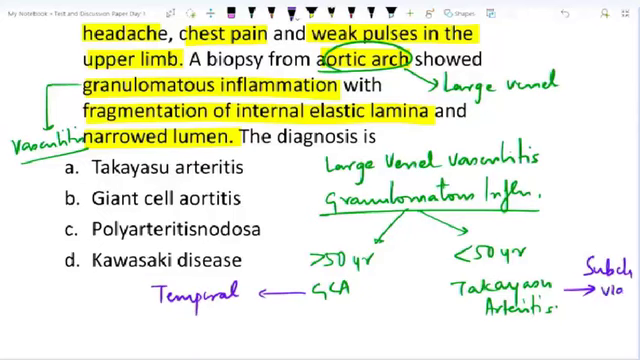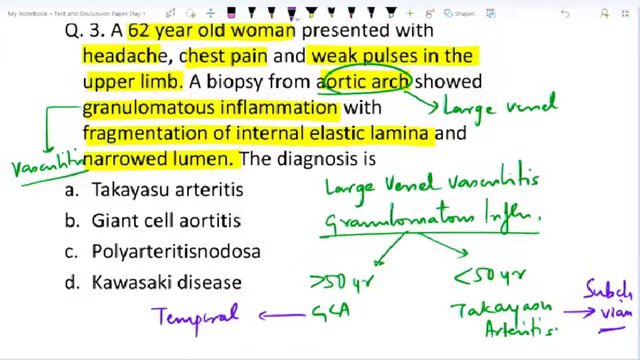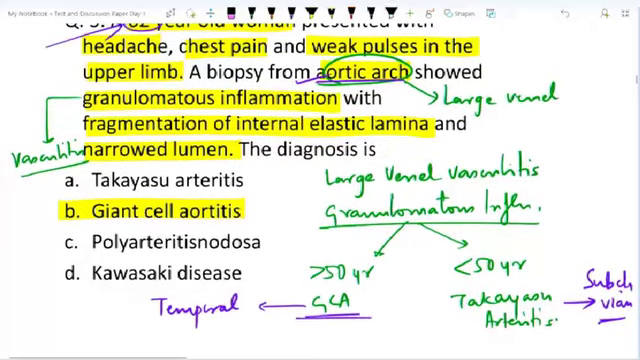The aortic arch and the branches are more common. But here this patient is 62 years old, and here aorta is involved. So the age is more important. More than 50 years, I'm going to call it giant cell arteritis, and since it's aorta, it is going to be giant cell aortitis. I hope this distinction is clear. This was asked in PGI as well once.